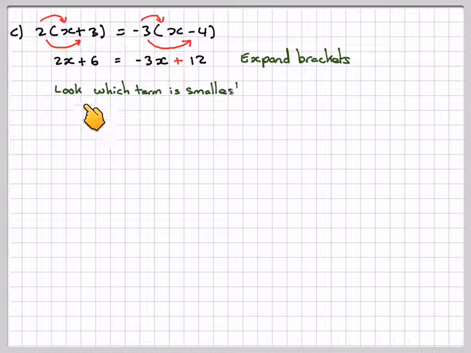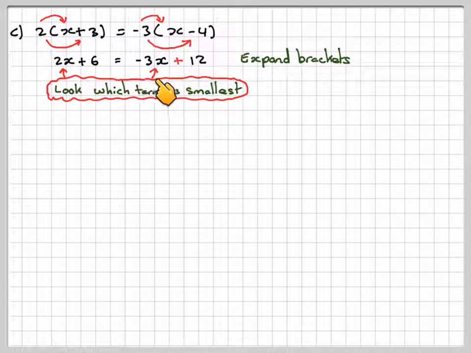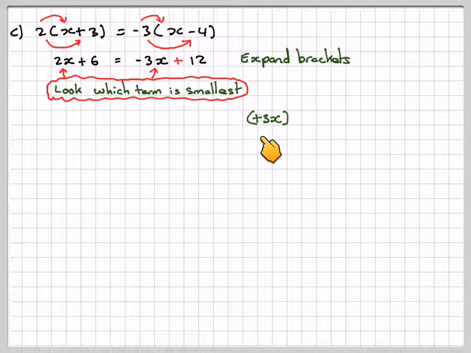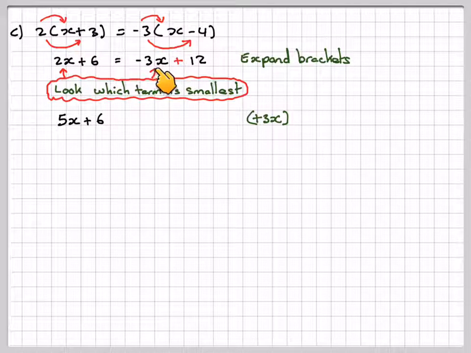Now we do what we did before. Look which term is the smallest, 2x or minus 3x. Minus 3x is smaller than 2x. It's less, and we're looking at negative numbers. So the opposite is to add 3x to both sides. 2x plus 3x gives me 5x plus 6. There's no minus 3x there because it's already gone. It's now equal to 12.